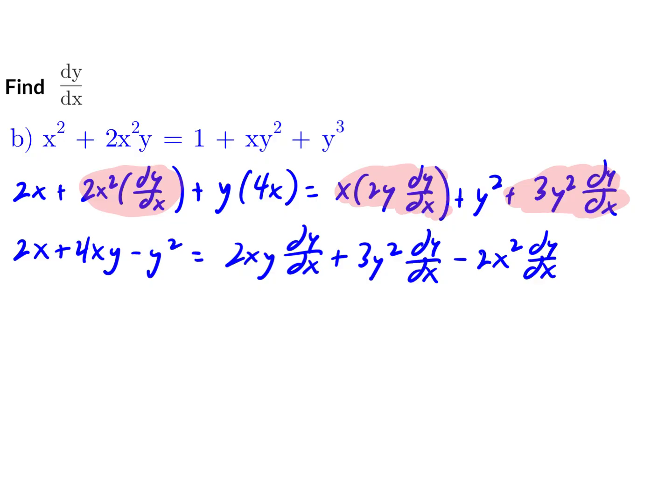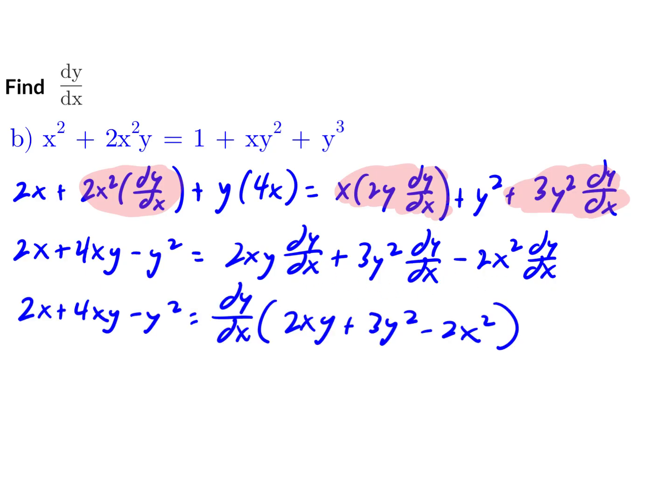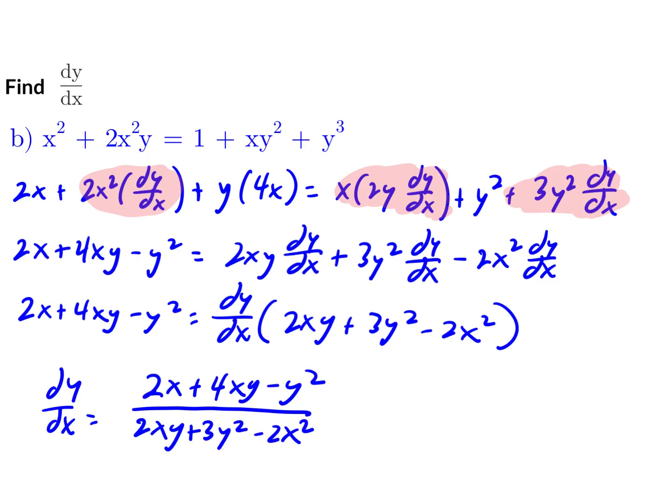Questions so far? We're following along, okay, we're good? All right, so now I've got to factor out the dy/dx, and then divide, and we're done. I mean, we want to reduce if we can. So I just divide both sides by that. And there is that monstrosity. This on top, this on the bottom.